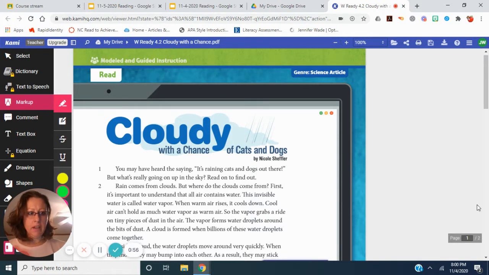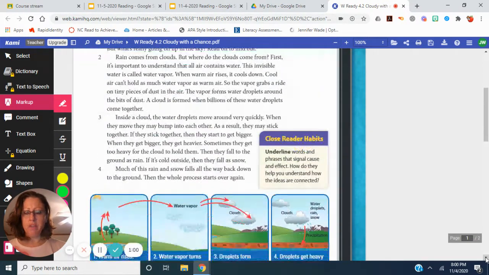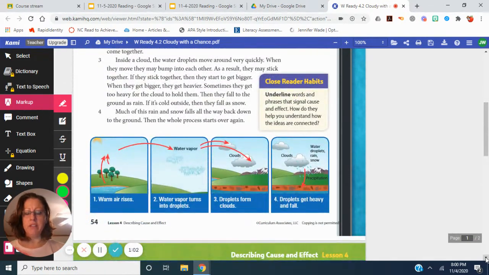Before we begin, I would like you to take a look at this diagram. Remember that scientific texts have text features. So just take a second and look at this diagram. And then I'm going to ask you to make a prediction about what you think this article will be about.